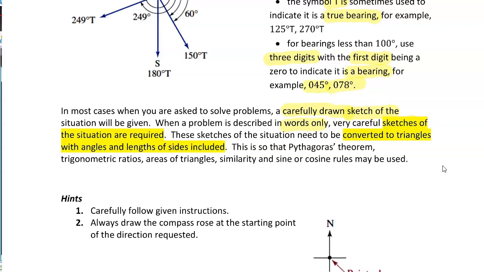So the sketches of these situations need to be converted to triangles with angles and lengths of side included. This is so that we can use things like Pythag, our trig ratios, even area of triangles, sine, cosine rules, sometimes similarity. All of the things we have been learning about can be used to solve bearing questions. So I'm going to go through now how we might look at these bearing questions and information.